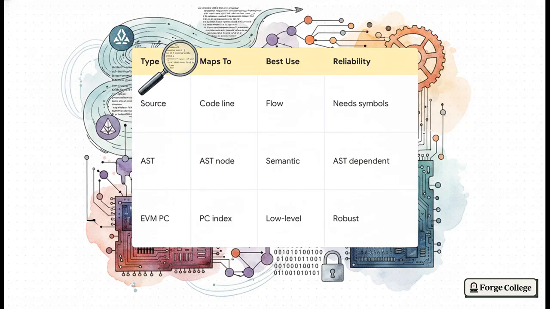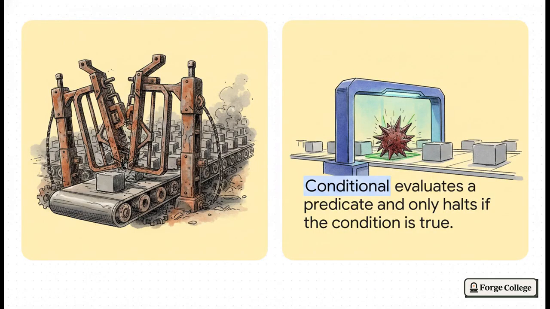When that happens, you have to fall back to the ultra-reliable EVM program counter breakpoints. This maps to the numeric program counter, giving you absolute, undeniable precision at the lowest possible level. And it's not just about where you put the camera, it's about when it should trigger. Unconditional breakpoints halt as soon as the execution point is reached.